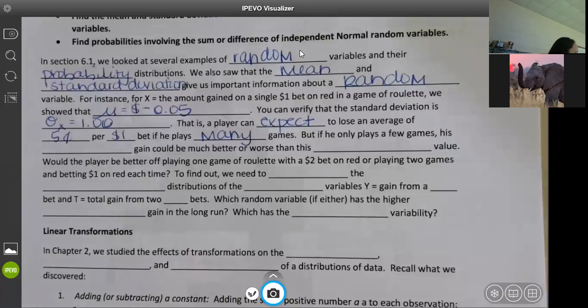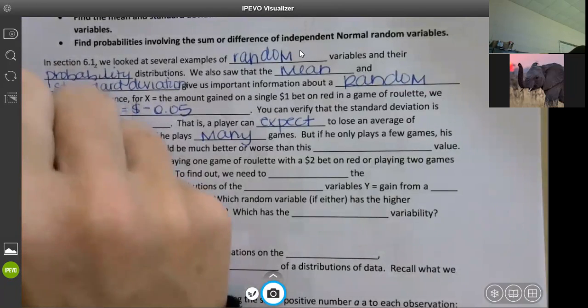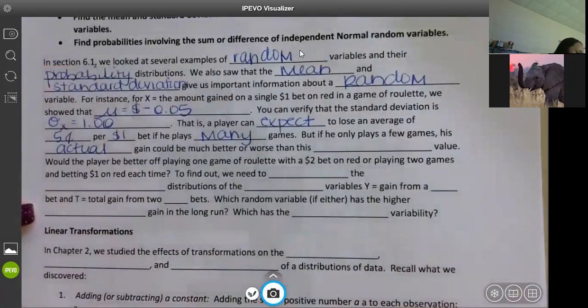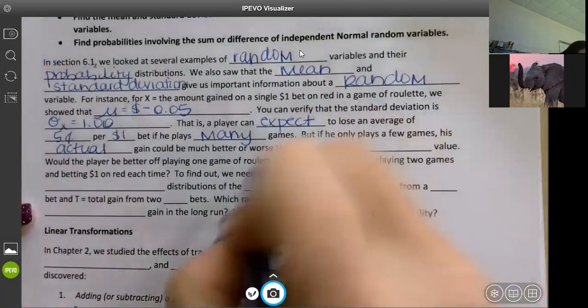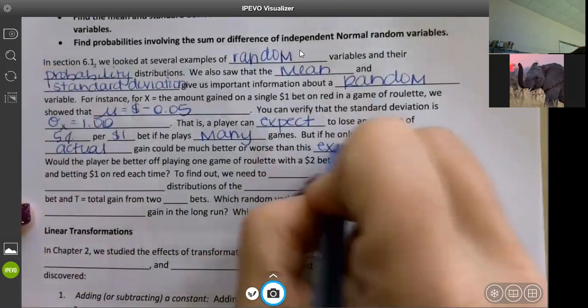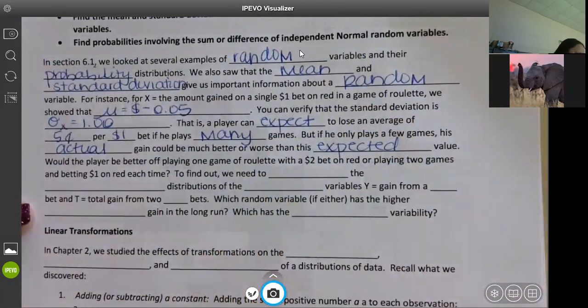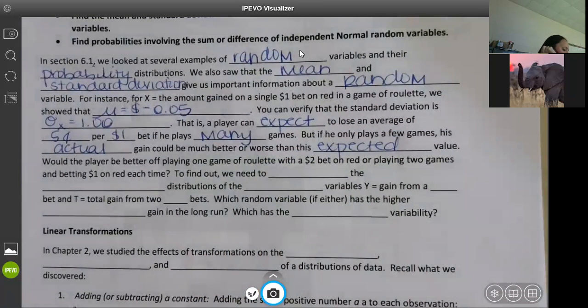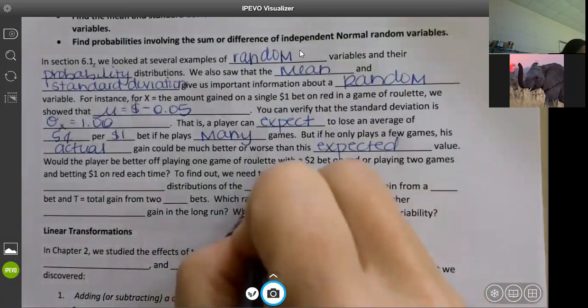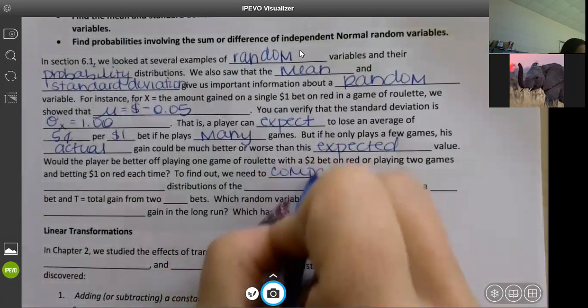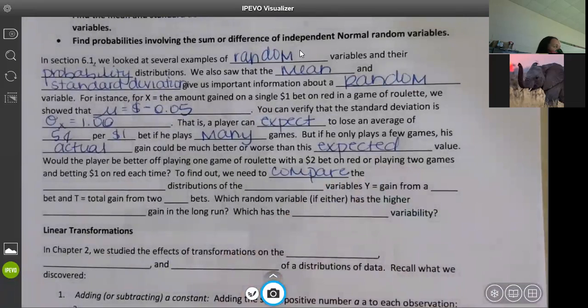But if he only plays a few games, the actual gain could be much better or worse than this expected value. Would the player be better off playing one game of roulette with a $2 bet on red, or playing 2 games and betting $1 on each time? To find out, we need to compare, and we'll come back to this. We're not going to do it right now, but they do this within this unit.